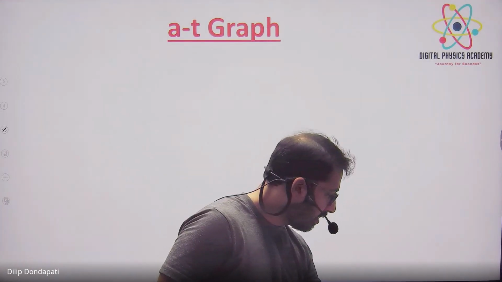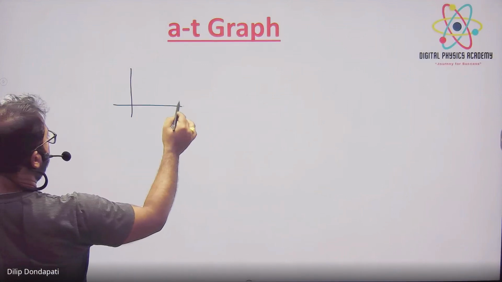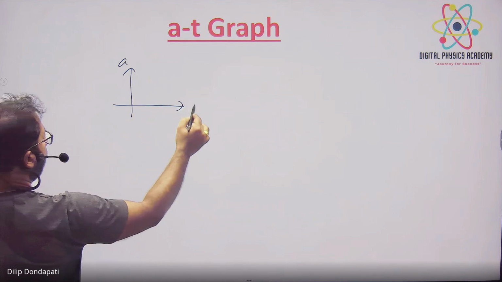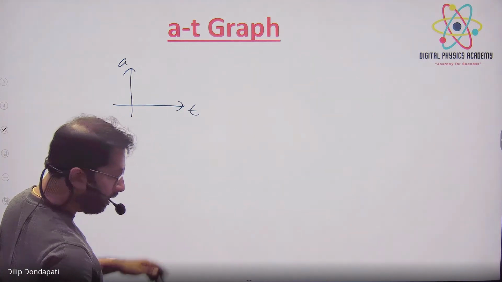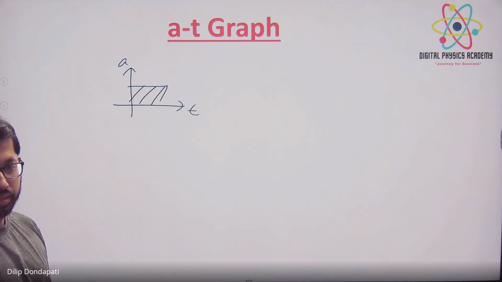So now we'll talk about the acceleration time graph. The acceleration time graph is so easy. Here there is no slope. Now just find the area under the graph. Tell me.